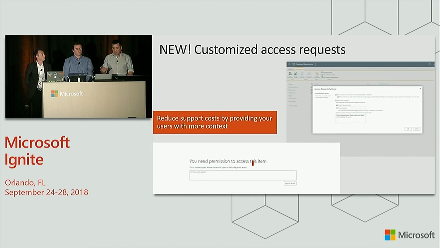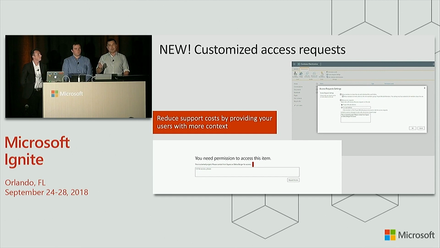So you can now enter a custom message, and that message will be shown on the access request page so that you can let people know this is what's going to happen, this is whether you should be requesting access or not. By providing that context to your users, you can reduce your support cost by letting people understand what to expect and when to expect it.